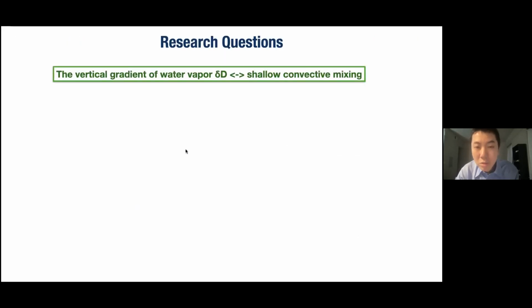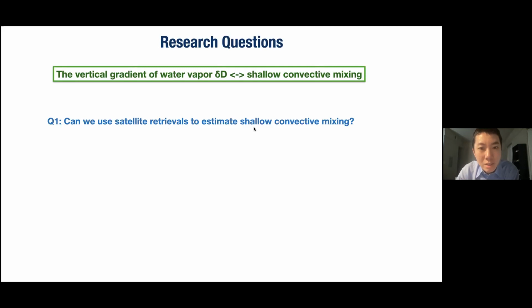So our goal of this research, based on this idea, is using the vertical gradient of water vapor delta D to estimate shallow convective mixing. Our first research question is, can we use satellite retrievals to estimate shallow convective mixing? And then once we have the estimated convective mixing, we'll use them to study the influence of convective mixing on low clouds.